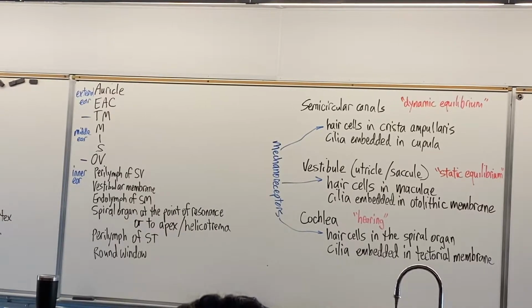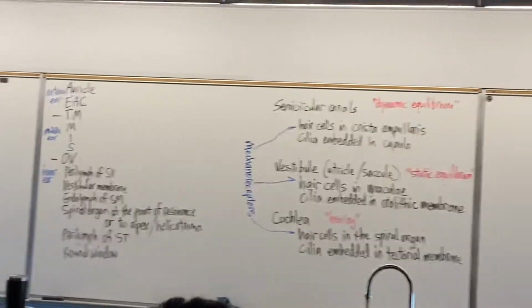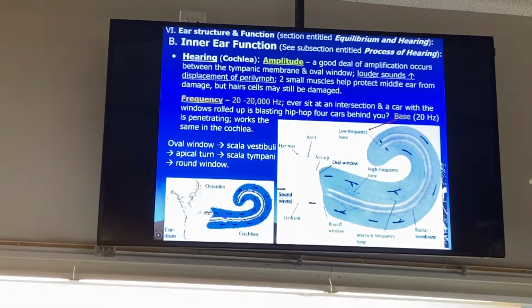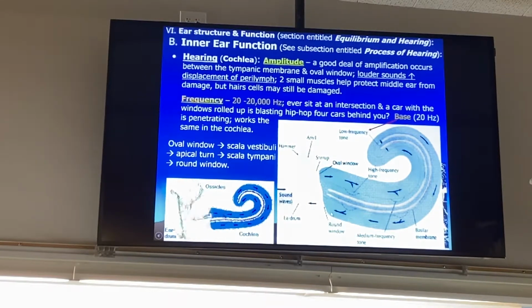So now let's look at this picture right here. These are sound waves. It's going through the scala vestibuli and the scala media at the same time. And at the point of resonance, it's going to do a U-turn and head out in the perilymph of the scala tympani. Some sound waves will go all the way to the helicotrema and then come out the perilymph of the scala tympani, which dies out at the round window. The round window, when it catches the sound waves, it just bulges out and the tympanic cavity kills the waves.